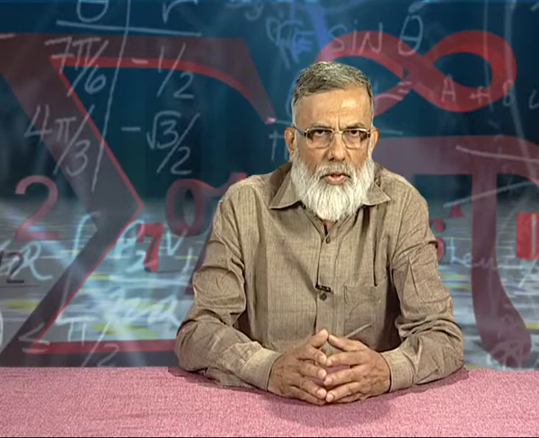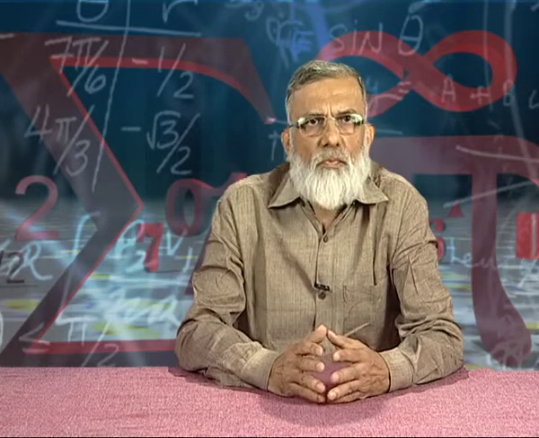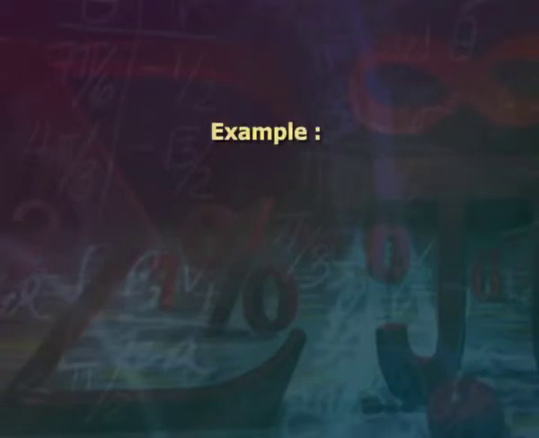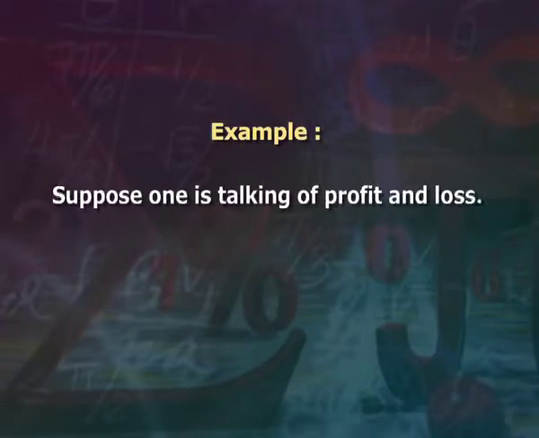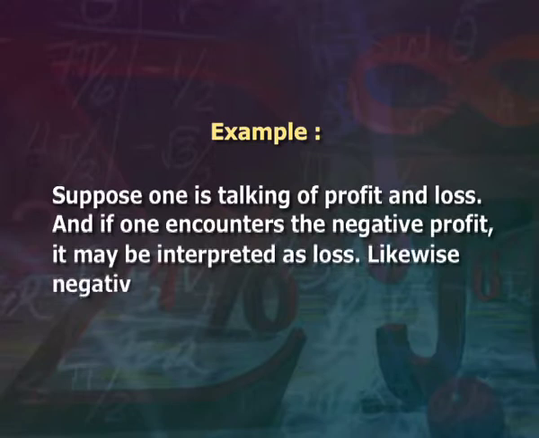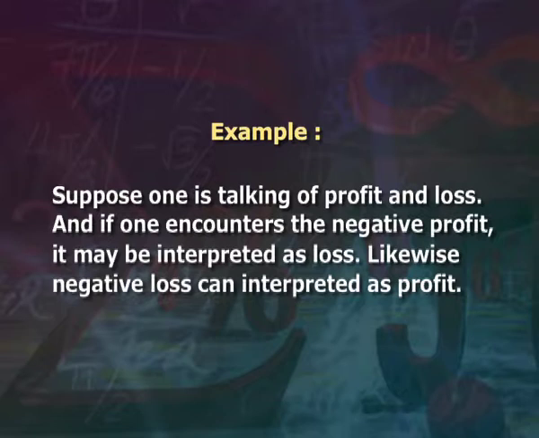Some of the false results that one can arrive at if one overlooks this advice are nicely and delicately discussed in the literature. We also have negative integers, one negative integer for each positive integer. In other words, there are as many negative integers as there are positive integers. There are many uses of negative integers. One can easily see through examples the natural occurrence of negative numbers and also their use. Examples: suppose one is talking of profit and loss and if one encounters a negative profit, it may be interpreted as loss. Likewise, negative loss can be interpreted as profit.